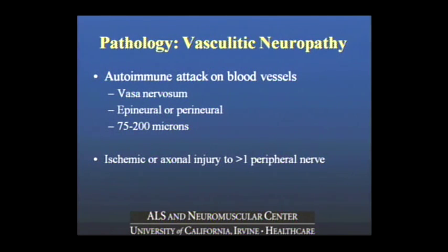And this is just to say that, again, it's what we call an ischemic or an axonal injury. So it's a problem of the blood vessels supplying the nerves. And that's why I use the term a mini stroke of the nerves.